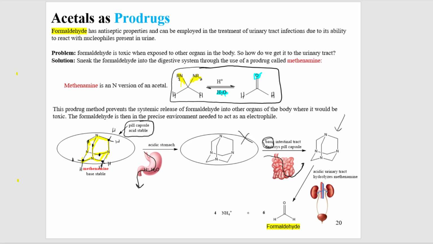Once this prodrug reaches the acidic urinary tract, which has water as well as acid, it completely falls apart to 6 equivalents because there are 6 carbon CH2s. It falls apart to this ammonium species, not a bad thing to have in your urinary tract, and the formaldehyde needed to get rid of the infection. That is some beautiful stuff. Really cool chemistry.